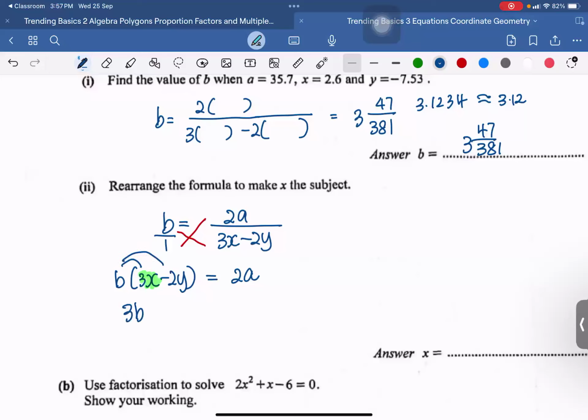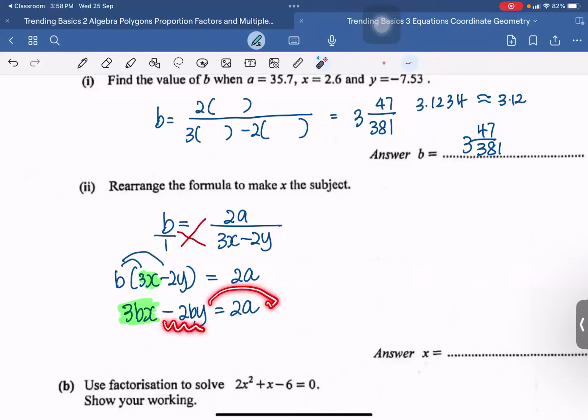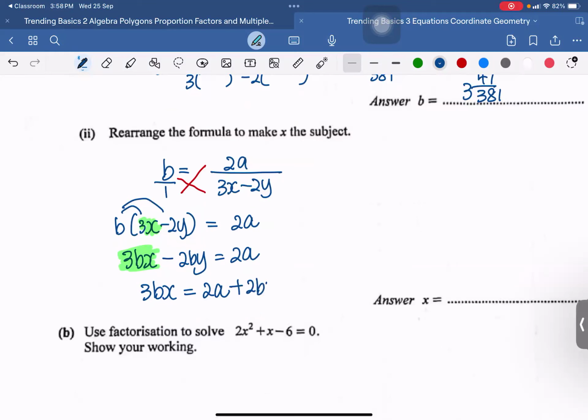So you get 3bx, 2by. Okay. Next one, I want x as my subject. This is 3bx. What else? Who needs to go away? Maybe I ask the next person. Who have I asked just now? I asked Hernie. Hernie, are you comfortable with switching on the mic? Hernie, can you tell me how to do the next step? Move negative 2by to the other side. Correct. So we move this to the other side. I'm left with 3bx here. This is 2a. It becomes plus 2by.